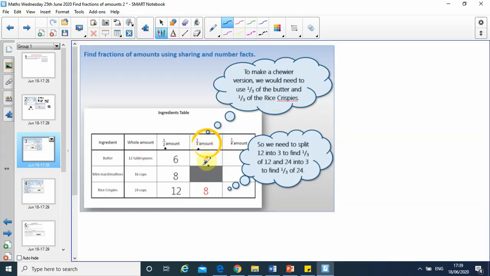So they've got 12 tablespoons. They've said 1/3 is 4. Well, let's show you how they've done that. We've got 12. Let's rub that out. The sum they're asking us here is 1/3 of 12.